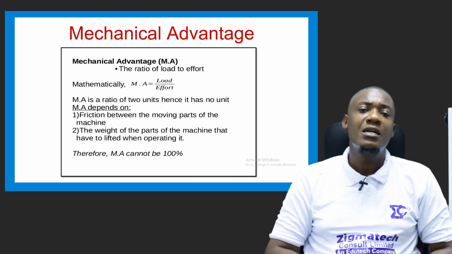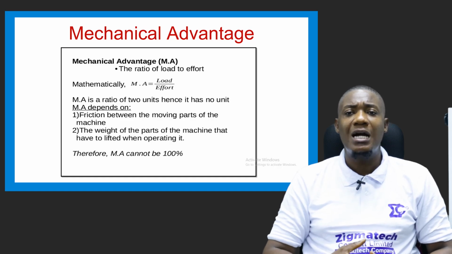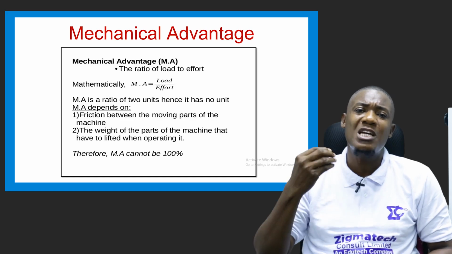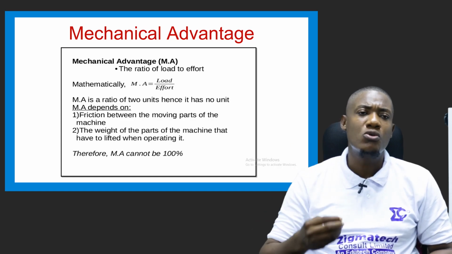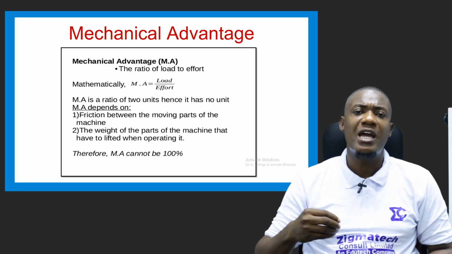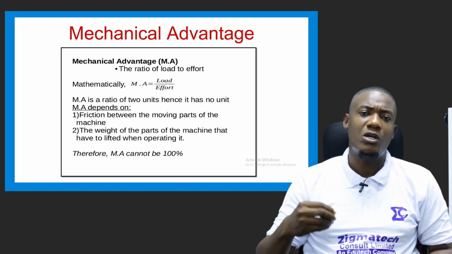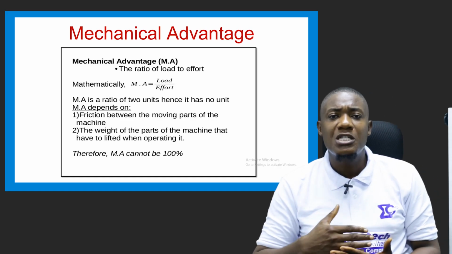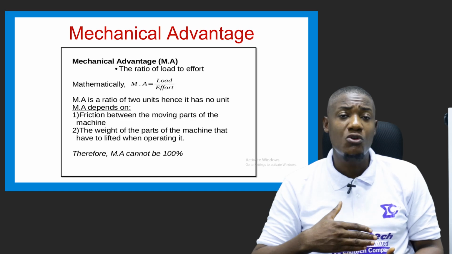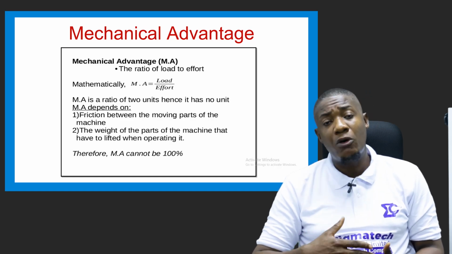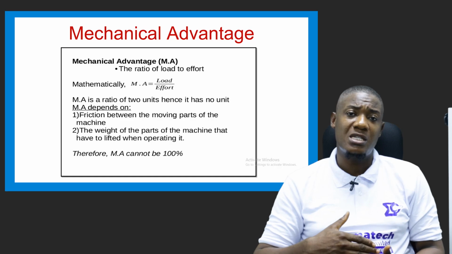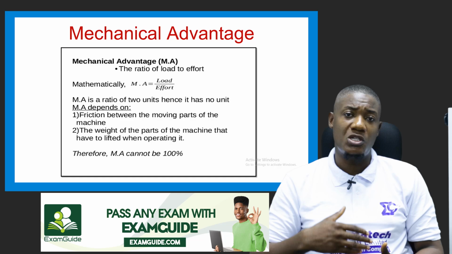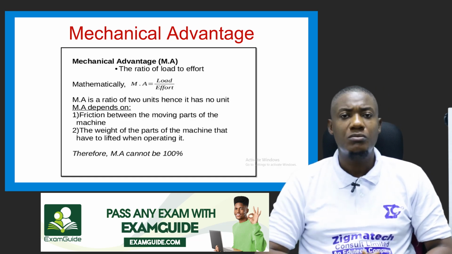So we can say in mathematical terms that mechanical advantage of a machine is the ratio of the load to the effort applied on the machine. Since mechanical advantage is load over effort, and I told you previously that load is a force and effort is a force, we can also call mechanical advantage of a machine the force ratio.